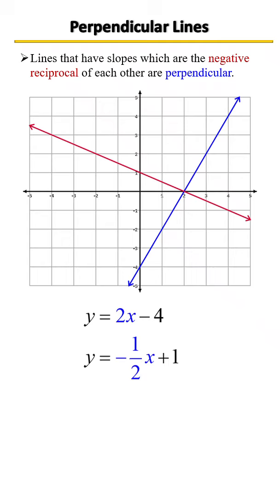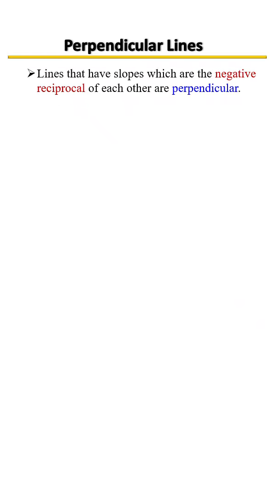Lines that have slopes which are negative reciprocals of each other are perpendicular. Below is an example of perpendicular lines. They will always intersect. In a moment, I will explain what the term negative reciprocals of each other mean. And now let's look at what it means when perpendicular lines are negative reciprocals of each other.